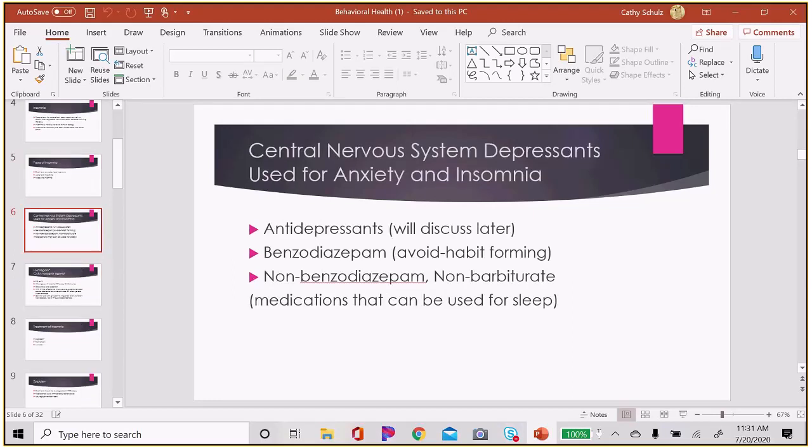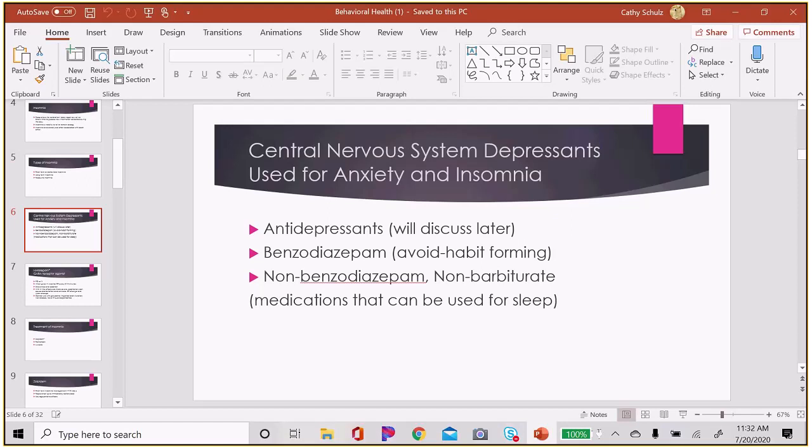So in the beginning, the treatment for anxiety and the insomnia that goes with anxiety was really all about depressing the central nervous system. So if you are anxious and your central nervous system is always revved up, then if we give you medications that slow that down, you will feel better. And so the basis of treatment was the benzodiazepines, which we talked about.